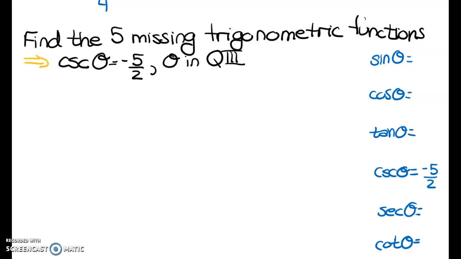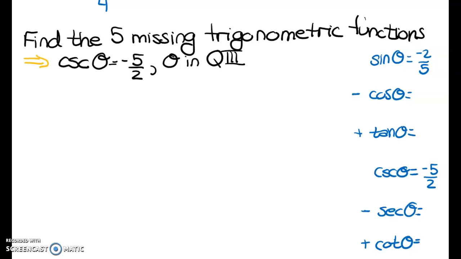A nice easy one to find is its reciprocal function, so we'll have sine is negative 2/5. All right, so we know that this is in Q3. So cosine is going to be negative, tangent's going to be positive, secant's going to be negative, and cotangent's going to be positive. So what trigonometric functions could we use to calculate these remaining missing functions?